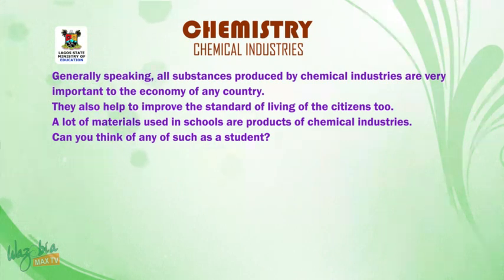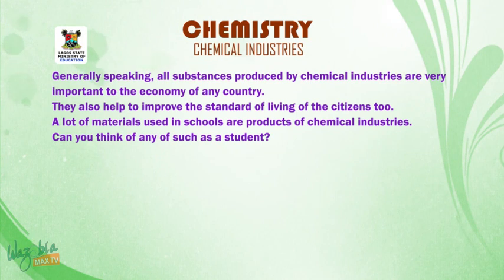Generally speaking, all substances produced by chemical industries are very important to the economy of any country. They also help to improve the standard of living of the citizens too. A lot of materials used in schools are products of chemical industries. Can you think of any of such as a student?